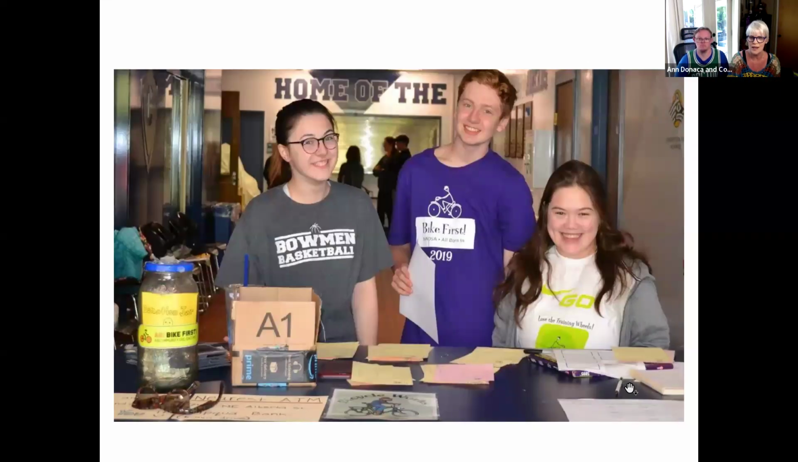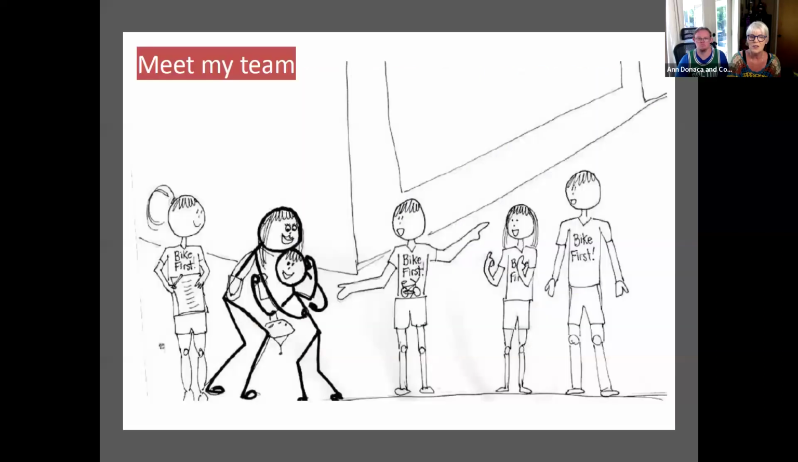So here's our check-in desk. Carson's there on the right, and she was one of our participants in the very, very beginning. So next they come out and they meet the team.